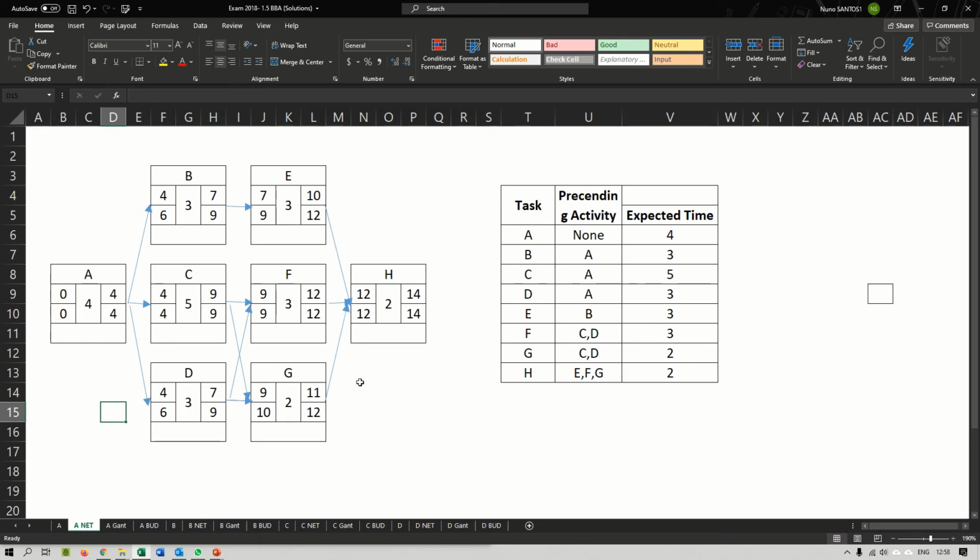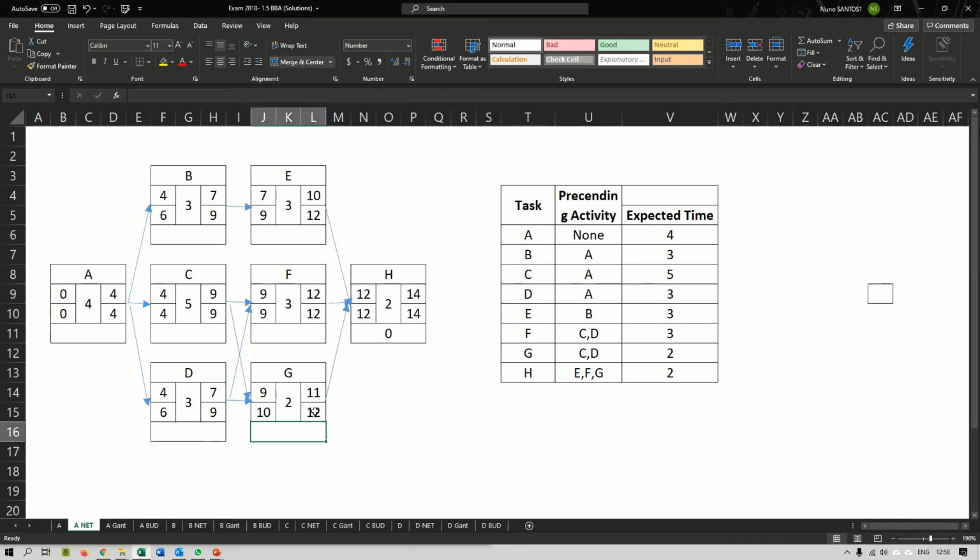So after all this is done, what is the next step? Next step is very simple. We're going to complete the very last box. And how do we do that? It's just simple. We just do the late finish minus the early finish. Okay? Late finish minus early finish. In other words, it would be this one over here minus this one. So 14 minus 14 becomes a 0.